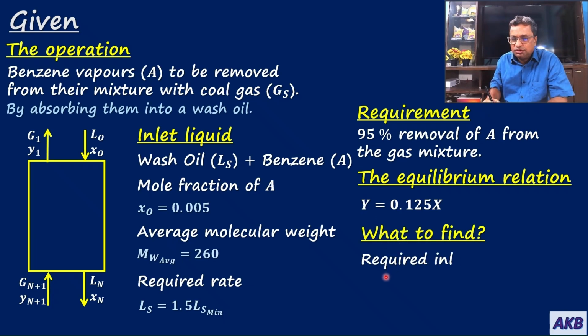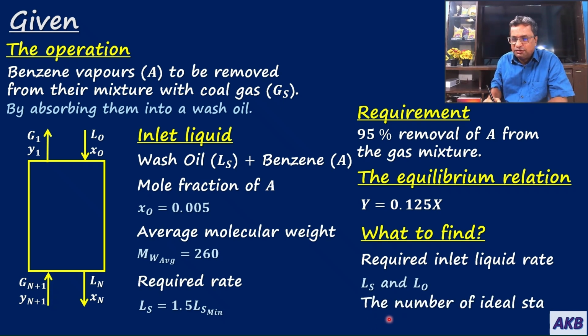And what are we supposed to find? First, we are supposed to find the required inlet rate. That is, we have to find LS, and then L0. And then we also have to find the number of ideal stages. But this time we are going to do that by using the Kremser equation. So this is the given information. We have to use it to first get LS and then L0, and then find the number of ideal stages by using the Kremser equation. So let us move ahead.